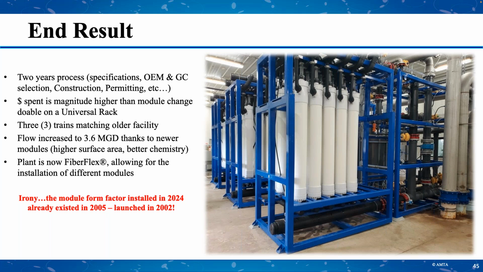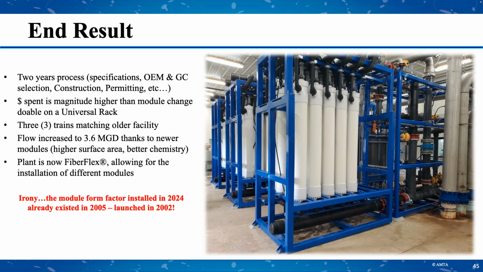We did install 3 trains to match the existing facility, but the flow was increased to 3.6 MGD because we had newer modules with slightly higher surface area. We had better chemistry, better performance, so we're able to provide more surface area. Now the plant you're looking at is built with FiberFlex. The customer got caught once, and he made sure he would not be caught a second time. Now he's got a plant that allows him to install several different modules. If in 10 years the module we're looking at is not available, he's got the ability to put several modules in his facility. Won't get caught a second time.